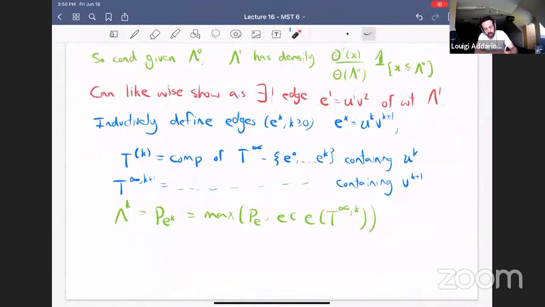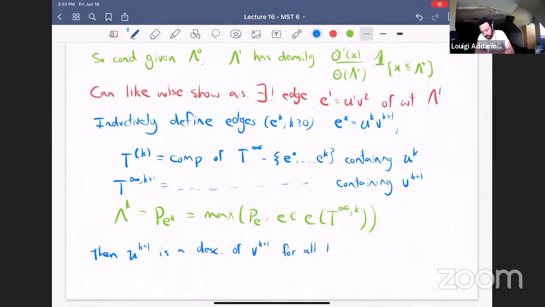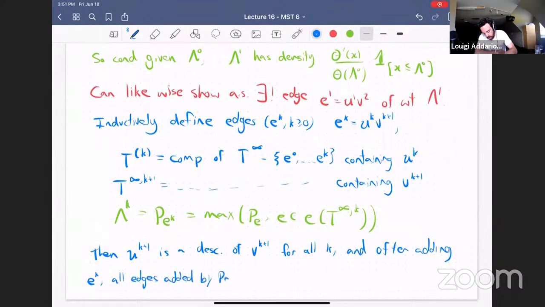So this construction itself, the description of T infinity that we've given here, tells us that UK plus 1 is a descendant of VK plus 1 for all K. And then after adding EK, all the edges added by Prim are descendants of VK plus 1. And so this implies one-endedness.